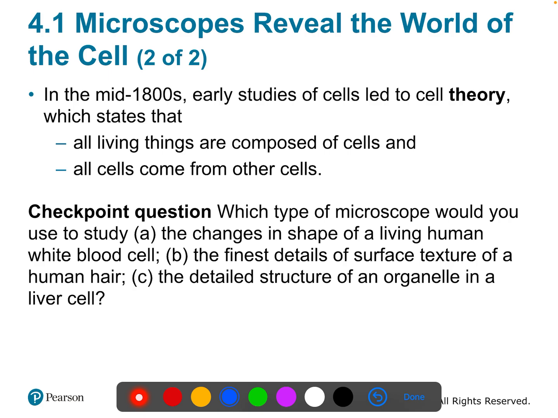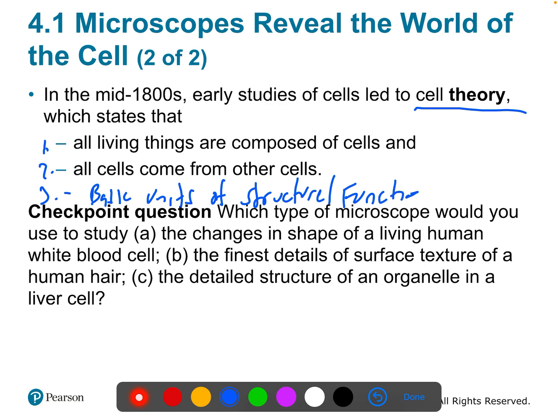Now, because of the development and then ultimately the improvements of the microscope, we get the beginnings of what's called the cell theory. The cell theory actually has 3 parts to it. It states that all living things are composed of cells. All cells come from cells. And then thirdly, cells are the basic units of structure and function in living things.